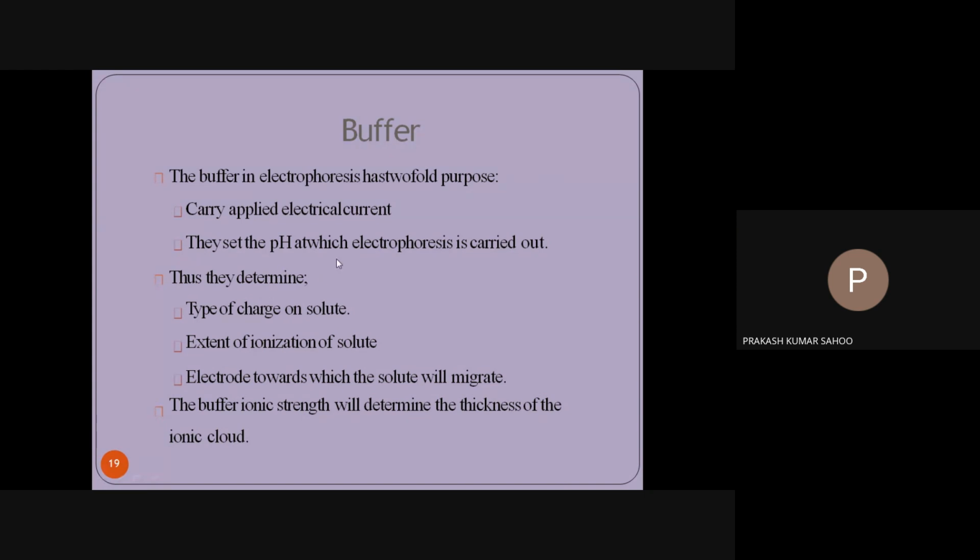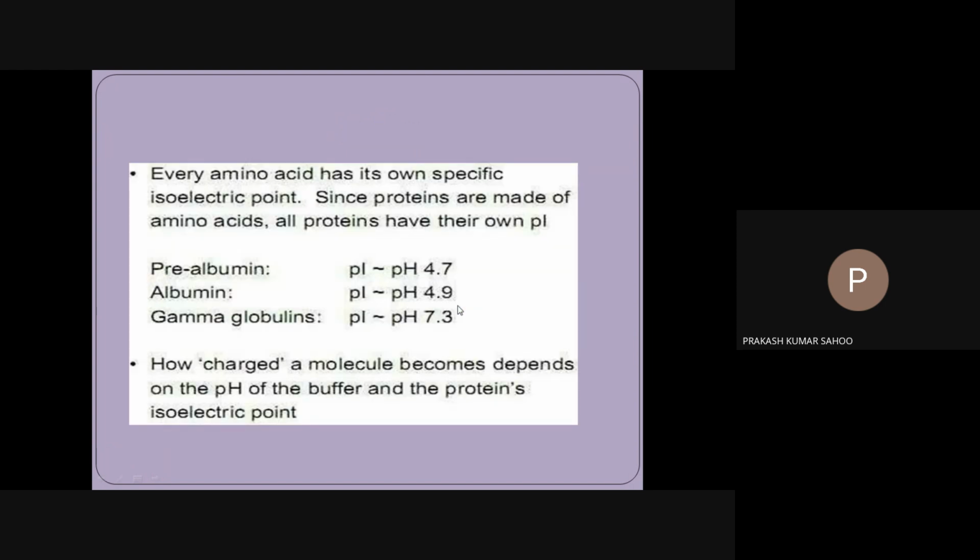The pH is set up, and the buffer also determines the type of charge on the solute, the extent of ionization, and the electrode towards which the solute will migrate. The buffer ionic strength will determine the thickness of the ionic cloud. So these are the factors and effects the buffer will have on the electrophoresis mechanism.